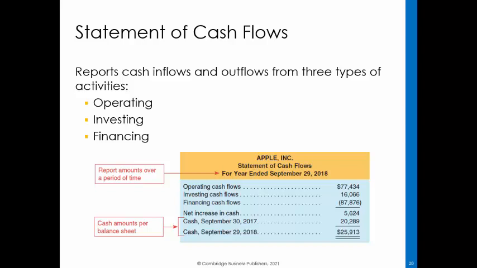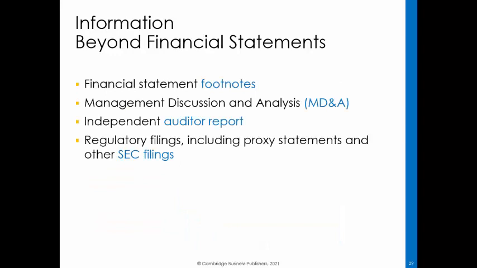Important financial information about a company is communicated to various decision makers through means other than the four financial statements. These additional information sources include the management discussion and analysis section of the annual report, the independent auditor report, financial statement footnotes, and regulatory filings, including proxy statements and other SEC filings.